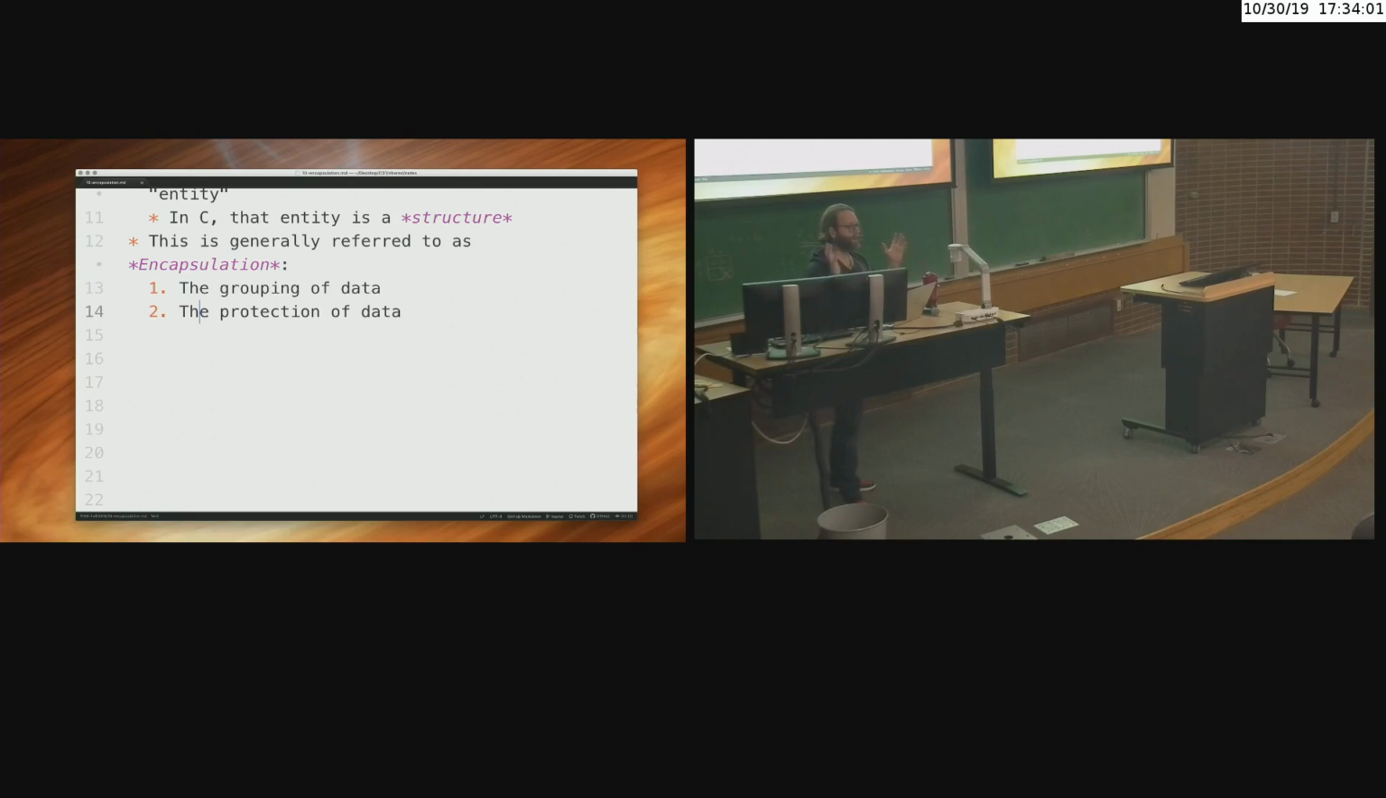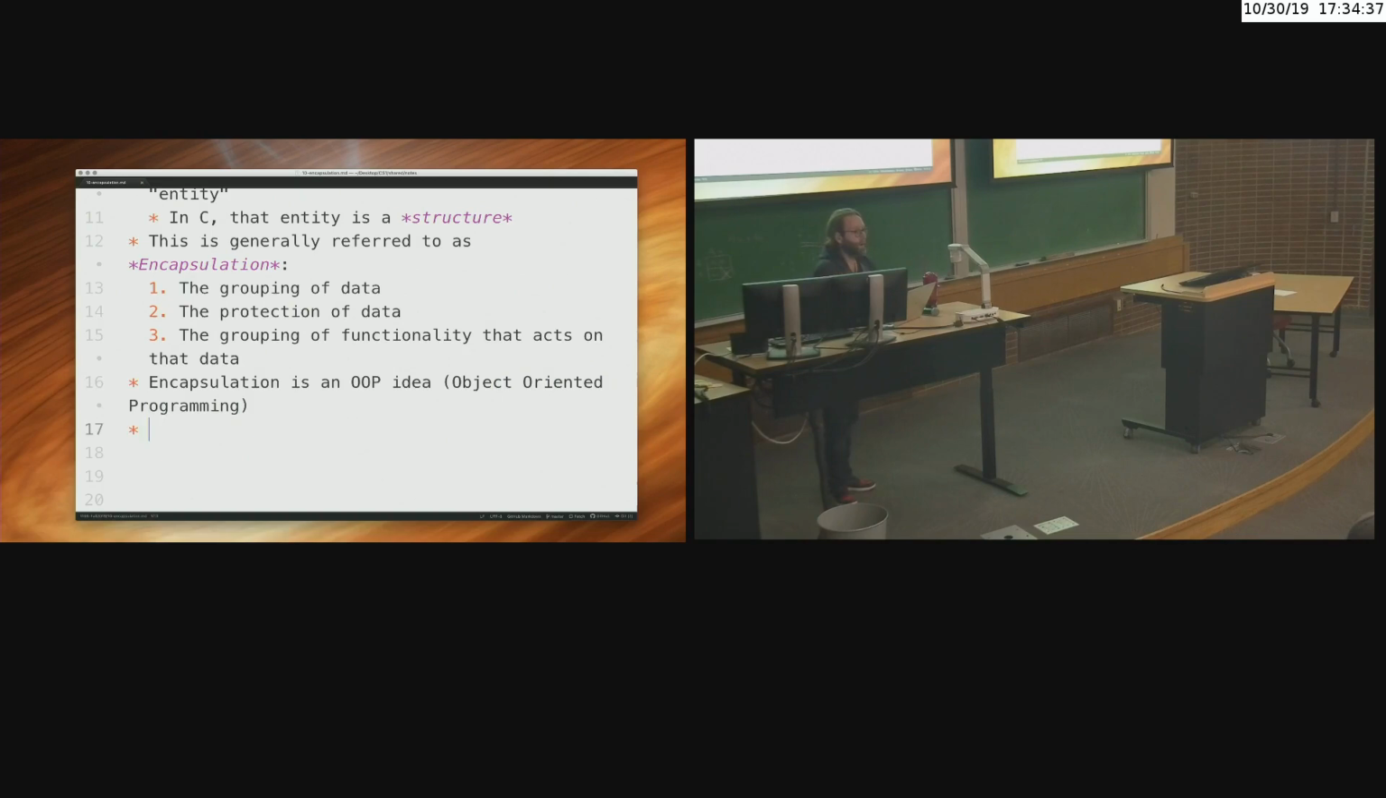By design, you're not allowed to screw up the name of this baseball team. You're not allowed to name the Nationals the Expos like I would like to, right? Instead, you need to do it through a very controlled manner, right? And three, the grouping of functionality that acts on that data. Now, encapsulation is an OOP idea. This is object-oriented programming. C came along about 10, 15 years before object-oriented programming. Object-oriented programming is a different type of paradigm.